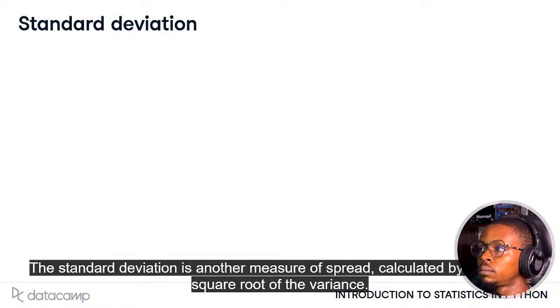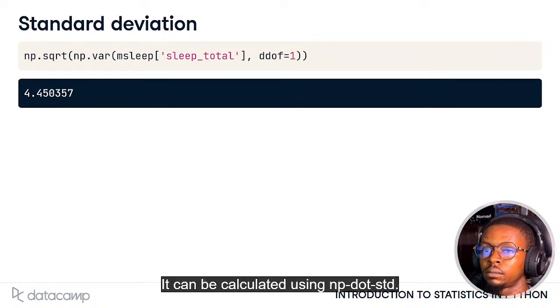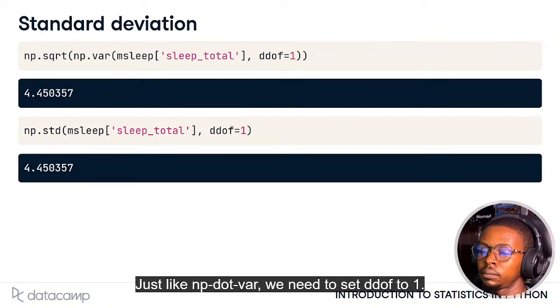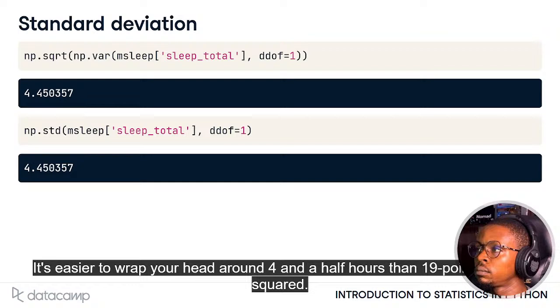The standard deviation is another measure of spread, calculated by taking the square root of the variance. It can be calculated using np.std. Just like np.var, we need to set ddof to 1. The nice thing about standard deviation is that the units are usually easier to understand since they're not squared. It's easier to wrap your head around 4.5 hours than 19.8 hours squared.